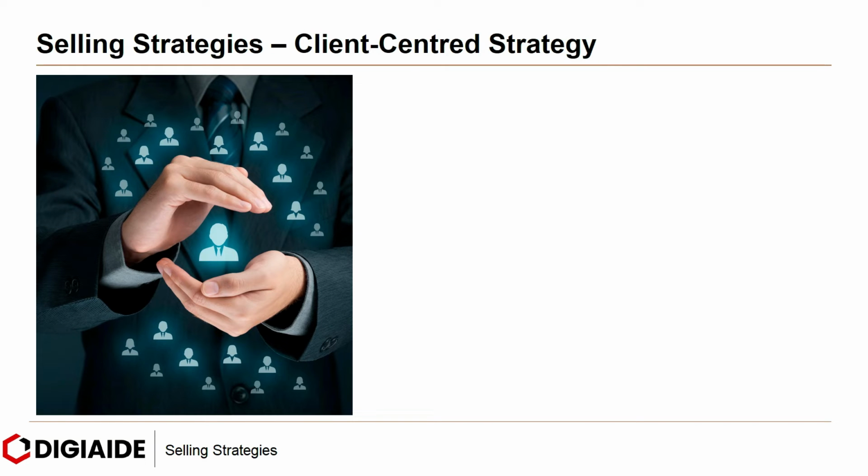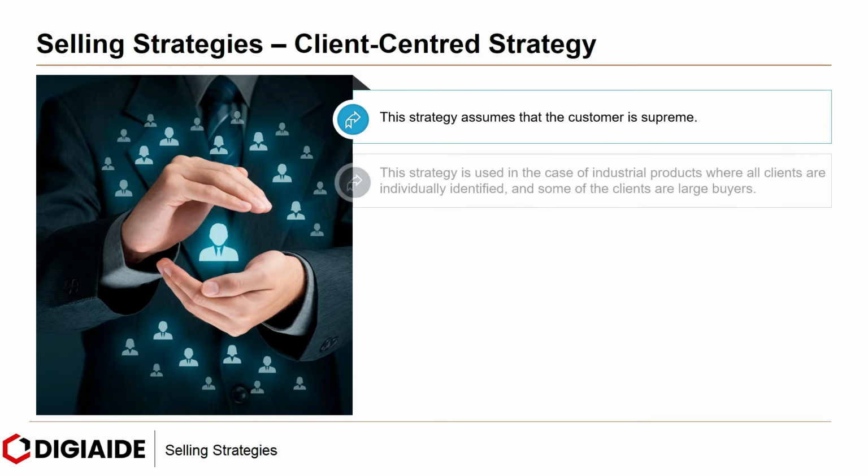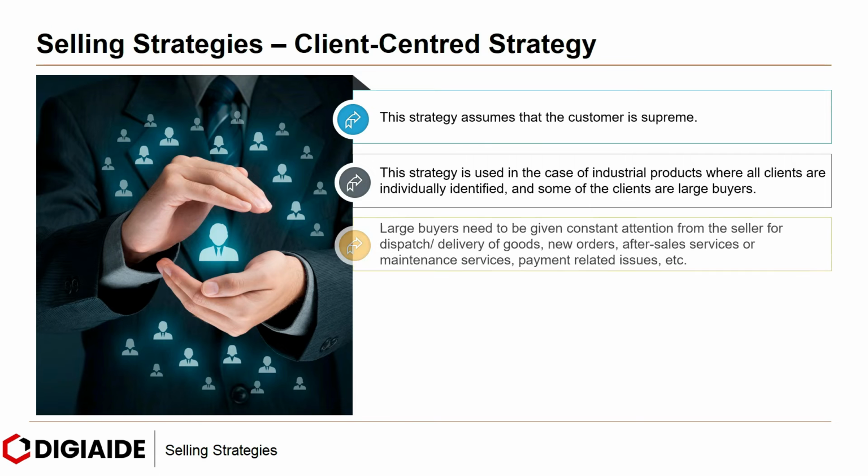Moving on to the next one, client-centered strategy. This strategy assumes that the customer is supreme. This strategy is used in the case of industrial products where all clients are individually identified and some of the clients are large buyers. Large buyers need to be given constant attention from the seller for dispatch, delivery of goods, new orders, after-sales service or maintenance services, payment-related issues, etc.